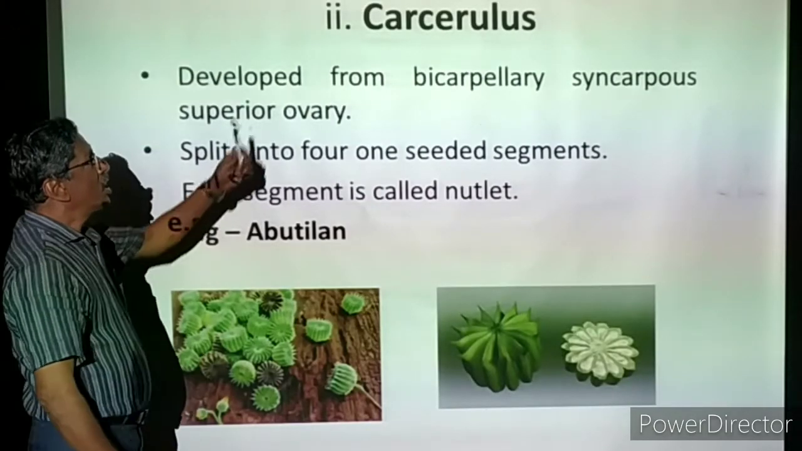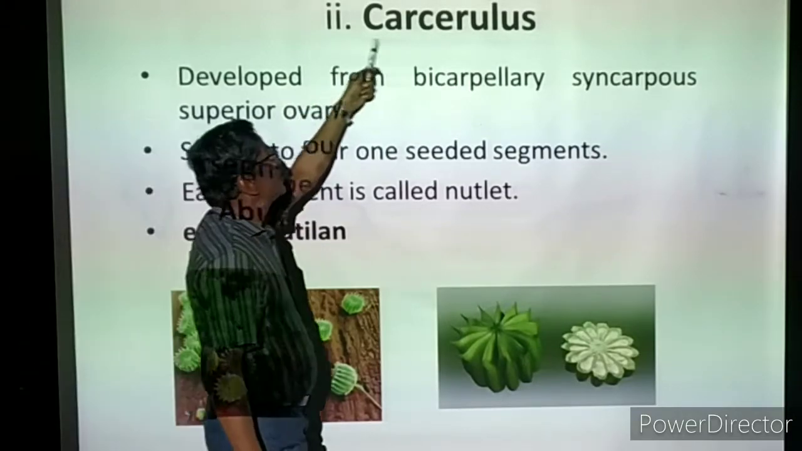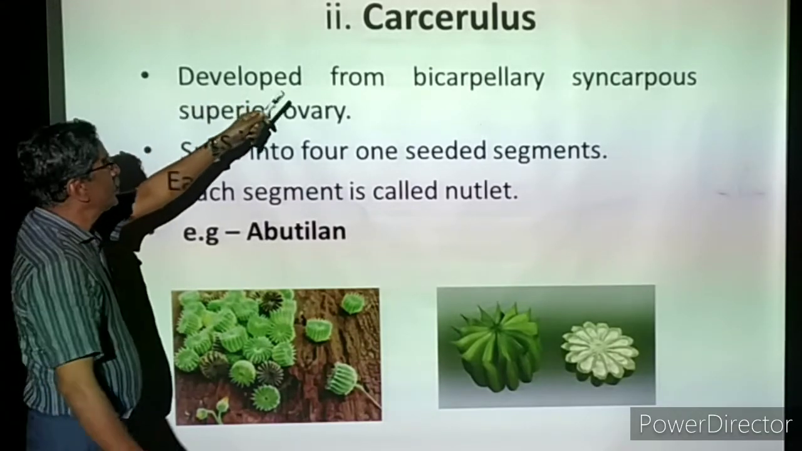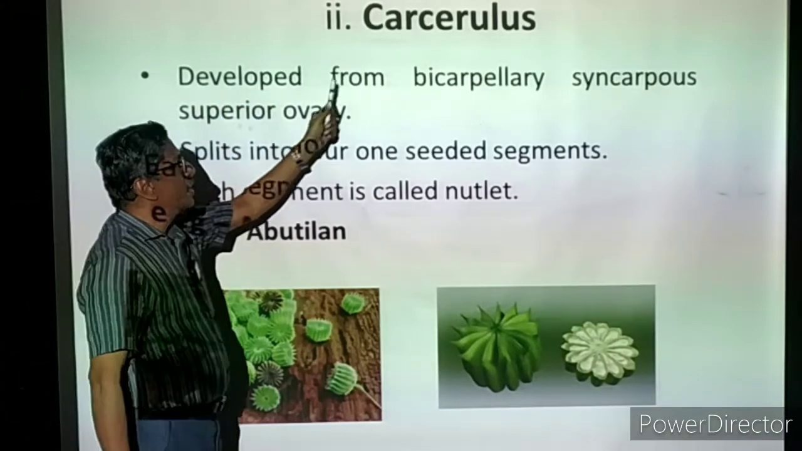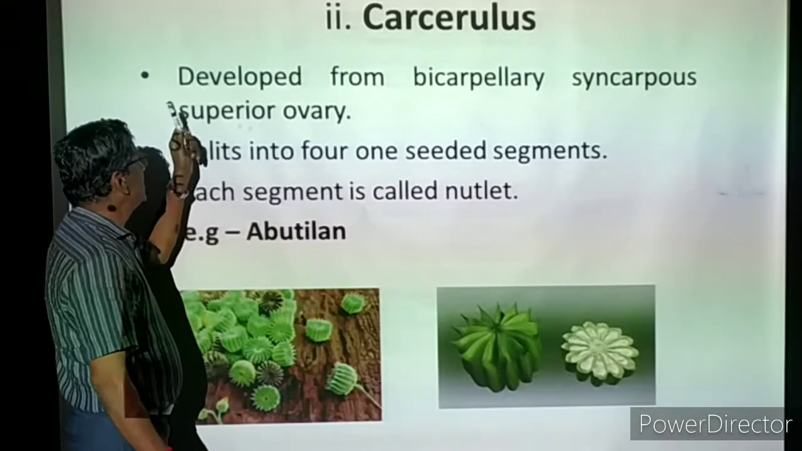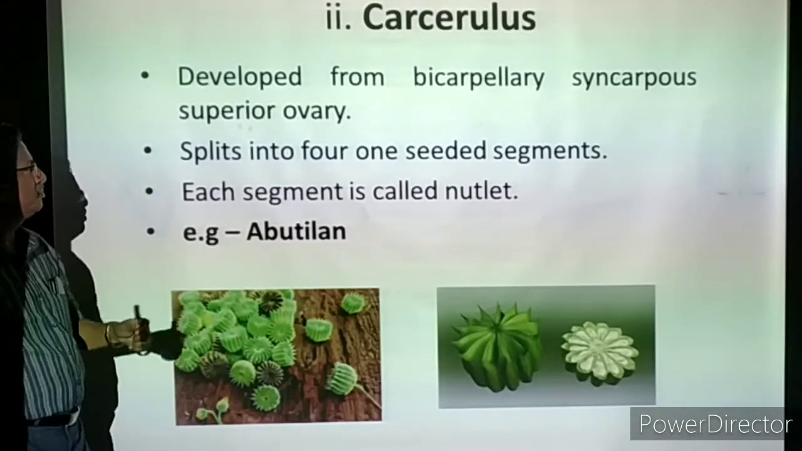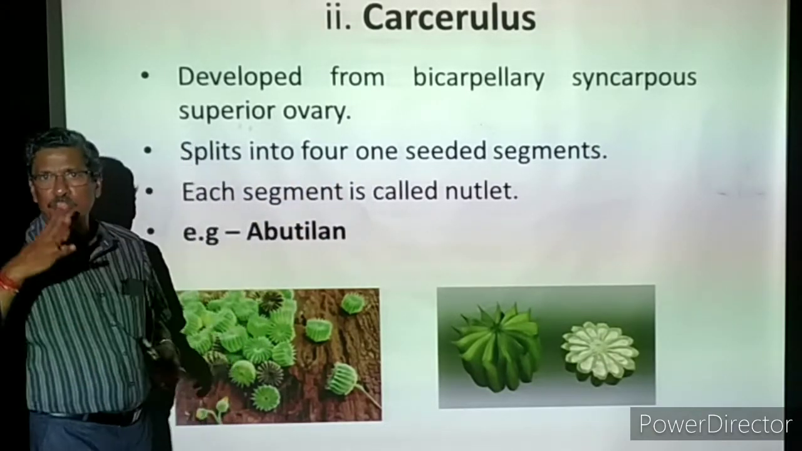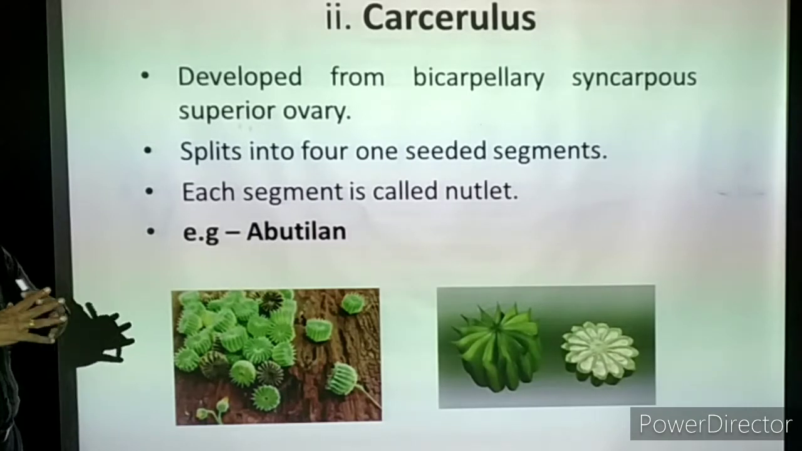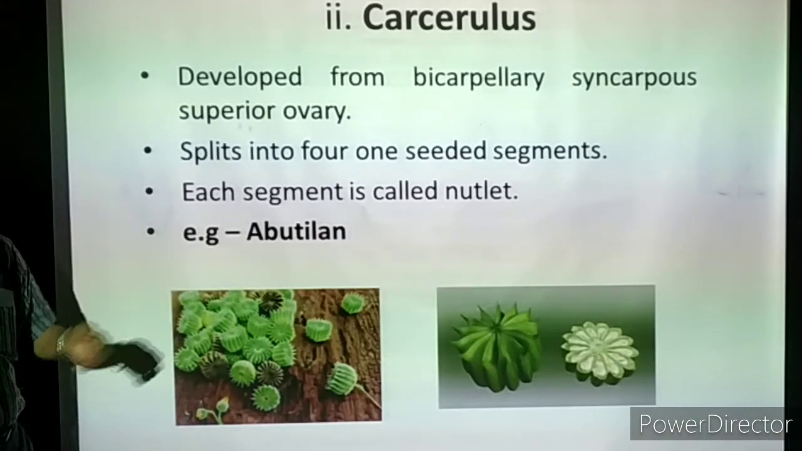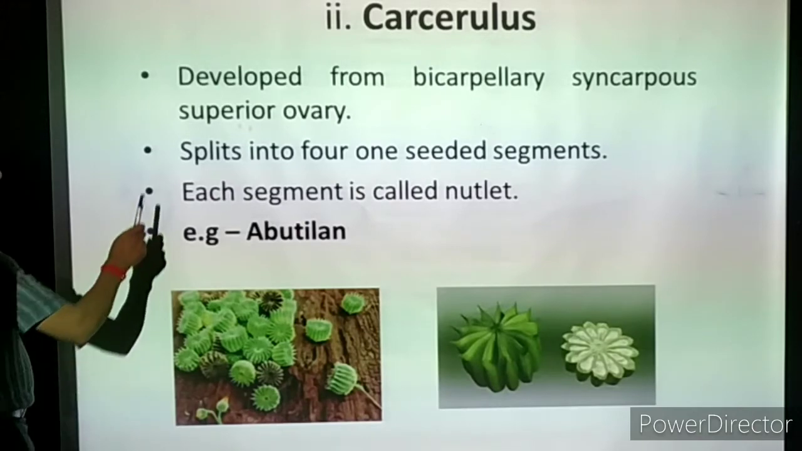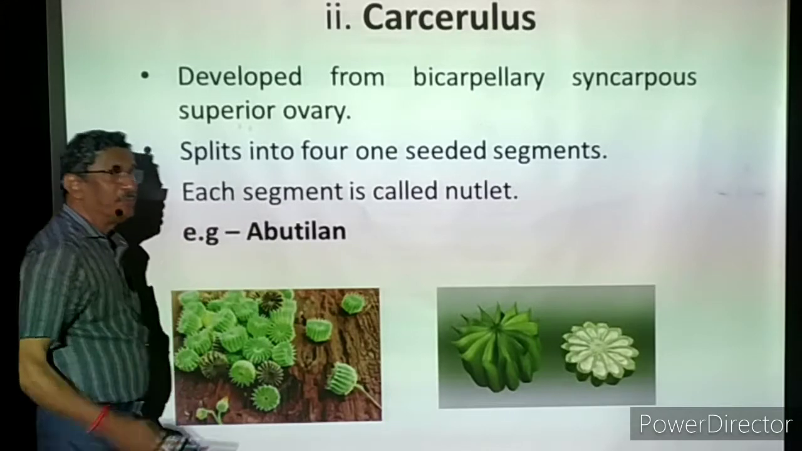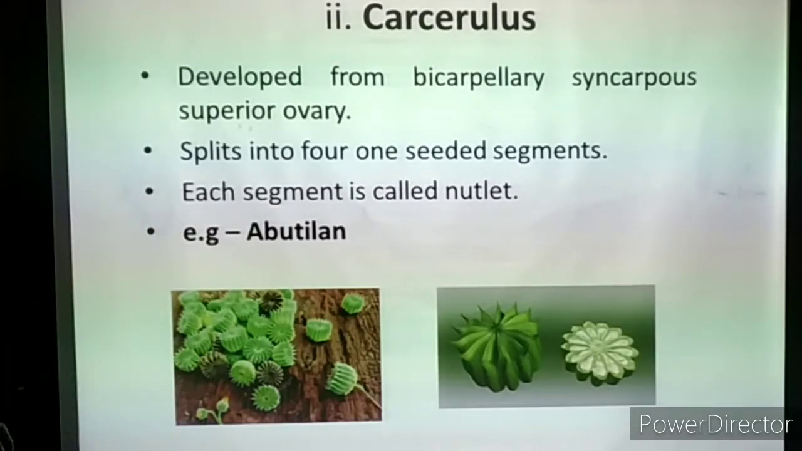Now we are coming to Carcerulus. We'll take what the characters are. The Carcerulus fruit is developed from a bicarpellary, syncarpous, superior ovary. Okay, there is a character. Next, it splits into four one-seeded segments. That means four seeds are there. Fix the number. Now, when it is dividing, it is divided into four pieces, each piece having one seed. Splits into four one-seeded segments. Each segment is now called a nutlet. Previously mericarp, but this is called a nutlet.